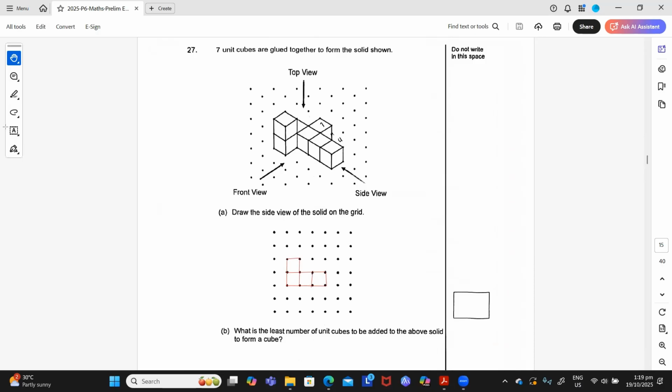And for part B, what's the least number of unit cubes to be added above to form a cube? So for all sides, you just take 4 times 4 times 4. You should get 64 cubes. So that's how you create one big cube. So currently you have over here about 7. So how many more do you need? 64 minus 7, and that is 57 cubes more.